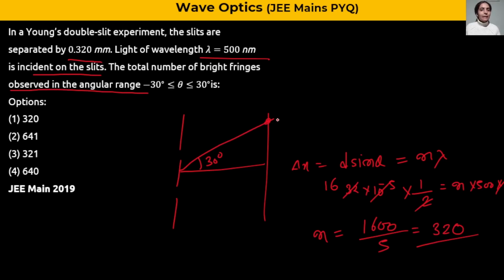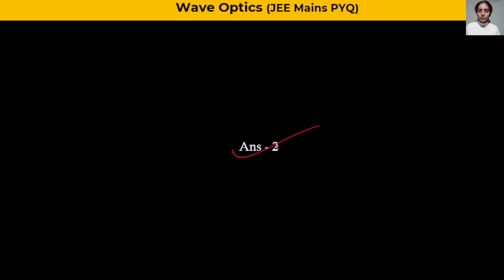This is the 320th maxima. Done, this is the central maxima. At minus 30 degrees also, on the other side, you will again be getting the 320th maxima. So how many maxima are there? From here to here 320, from here to here 320, and one central maxima. So 320 plus 320 is 640, 640 plus 1, that is 641. So the correct option should be the second one.